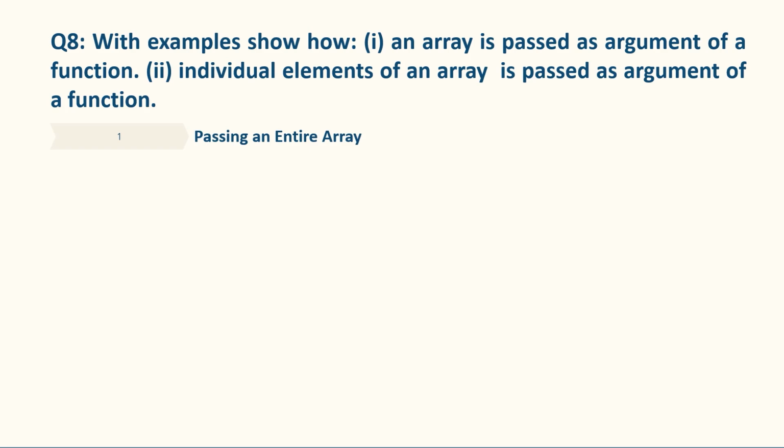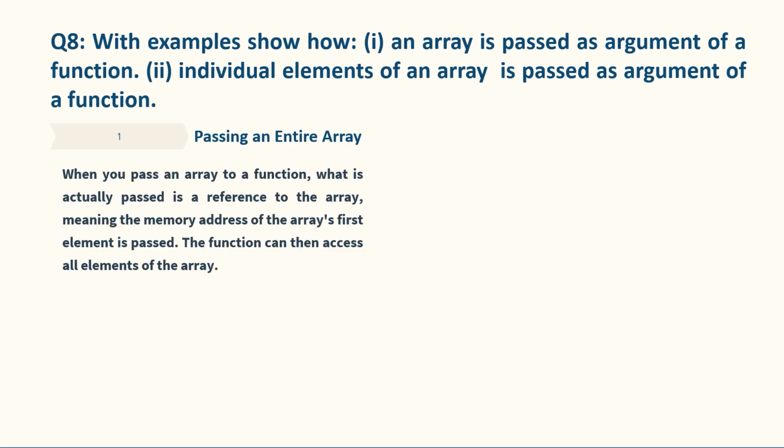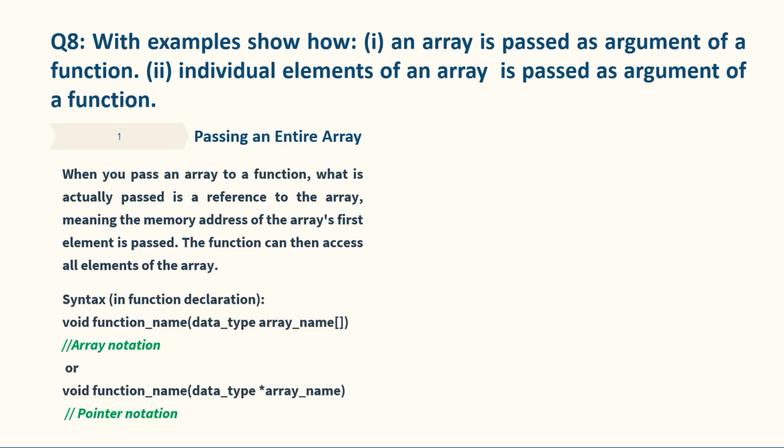When you pass an array to a function, what is actually passed is a reference to the array, meaning the memory address of the array's first element is passed. The function can then access all elements of the array. When declaring a function that takes an array as an argument, you can use two different syntaxes. The formal parameter can be written using either array notation or with pointer notation. Both declarations are used to pass an array to a function.